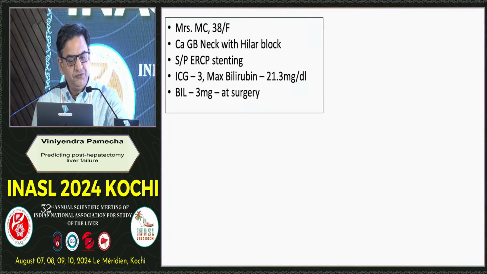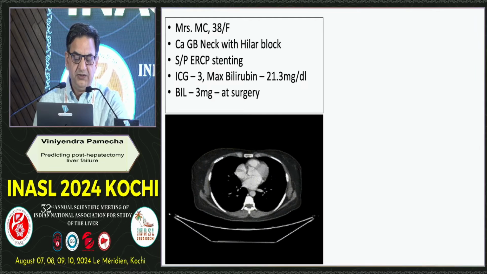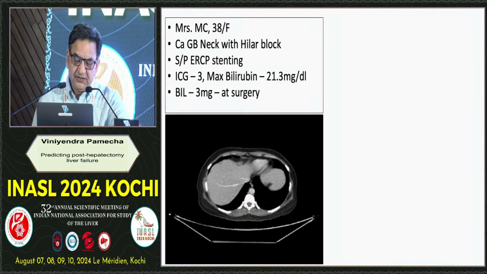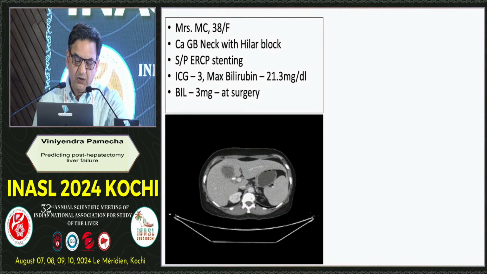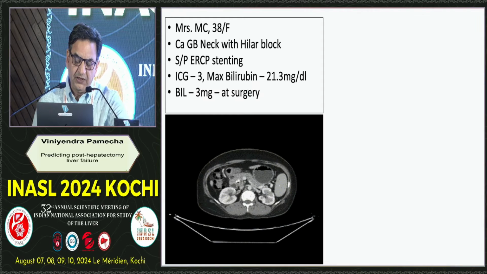Coming down to cholangitis and cholestasis, these are very important determinants. Again, I'm going to take you through a case: a 38-year-old female with gallbladder cancer, hilar block. She had an ERCP and stenting because her bilirubin was 21. ICG after the bilirubin came down was 3, and her bilirubin at the time of surgery was 3 mg/dL. So this is her scan. You can see there is a hilar block involving the hilum as well.